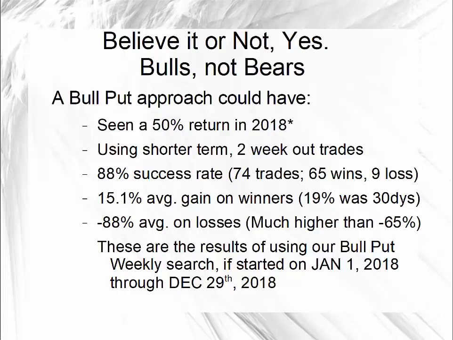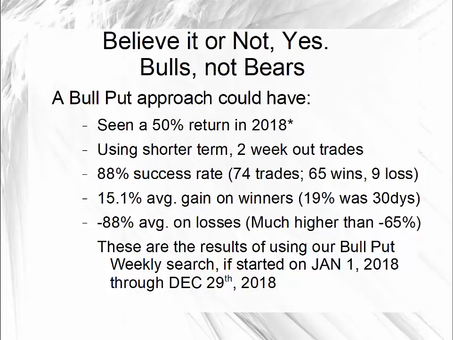A bull put approach could have seen a 50% return in 2018, even with the disastrous months of October, November, and December. Using shorter term, 2 week out trades could have seen a success rate of about 88%, 74 trades over the course of a 12-month period, 65 wins and only 9 losses, with an average of about a 15.1% gain on the winners. That 19% we saw was for 30-day positions with that 85% probability. And on those 9 losses, taking an average of an 88% loss, which is much higher than the 65%, which was our target.